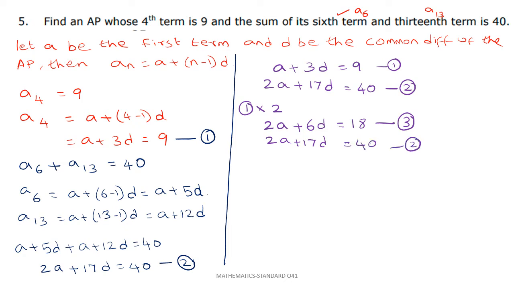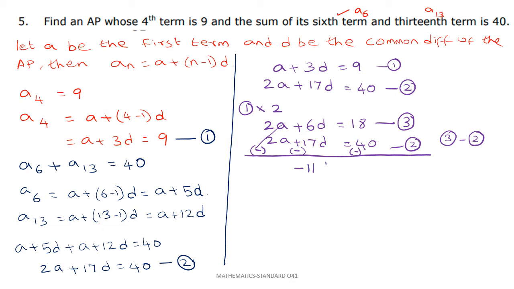So for solving these two equations, I'm going to do the subtraction, equation 3 minus equation 2, because I want to get rid of this letter A. So just change the sign. If that is plus, change to minus. If that is minus, change to plus. So 2A minus 2A will become 0. 6 minus 17 will give you minus 11.